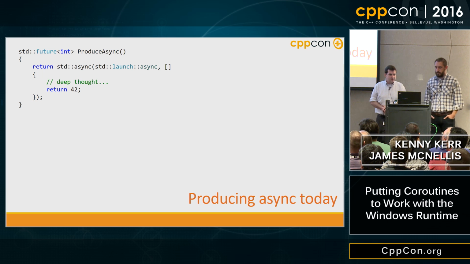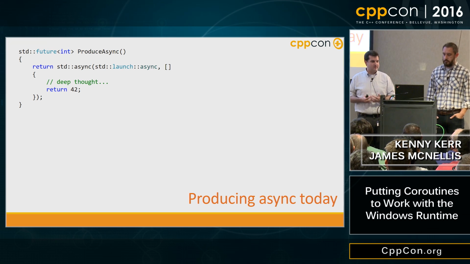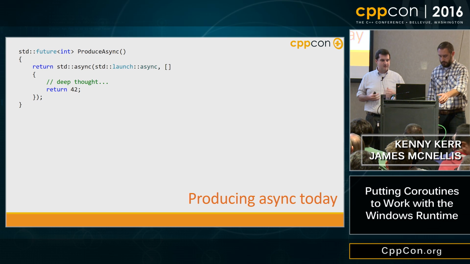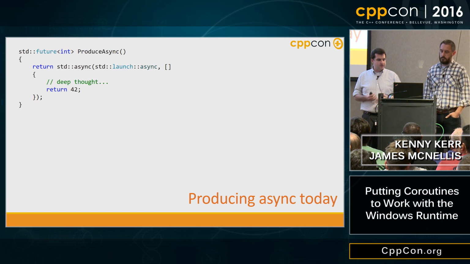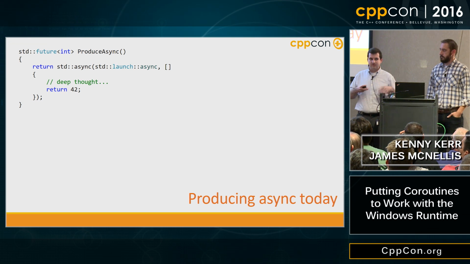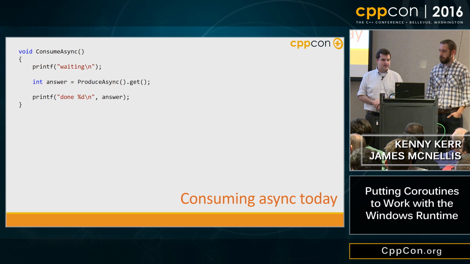Yeah. So briefly, this is what it looks like trying to produce async operations today, right? So you'll have a function that returns, for example, a std future, and then within that, you would use std async to go and schedule some work on a background thread, and then you would run all of your hard, expensive computational work on that background thread, and then return the result through that future. And consuming async operations looks a bit like this.